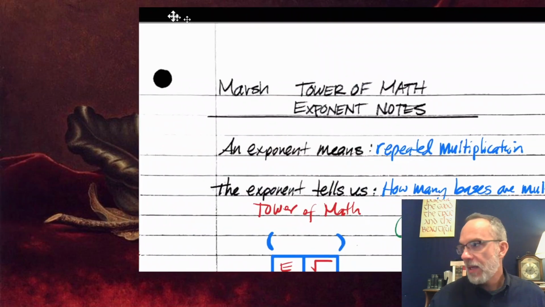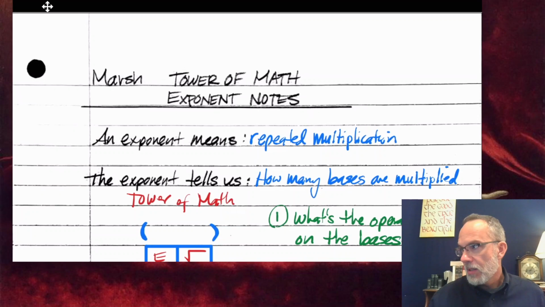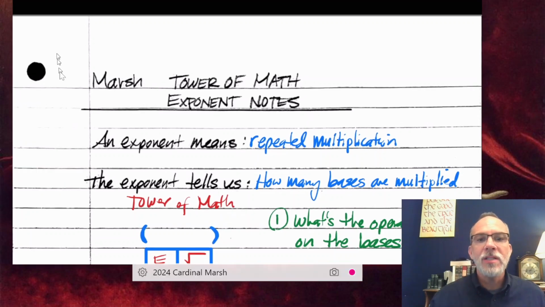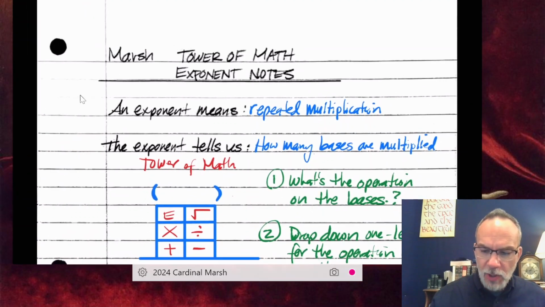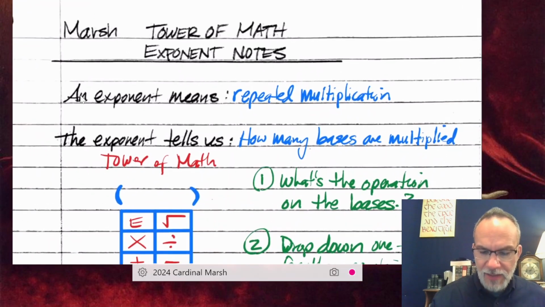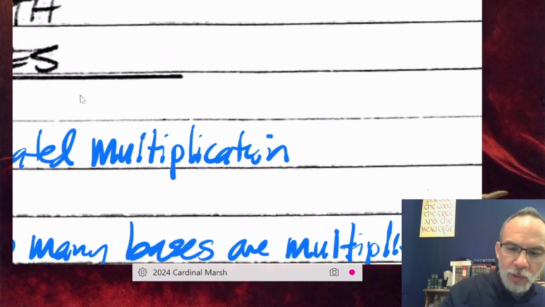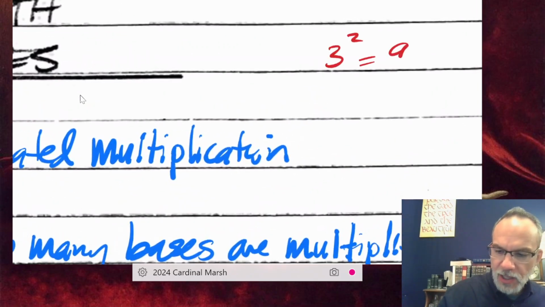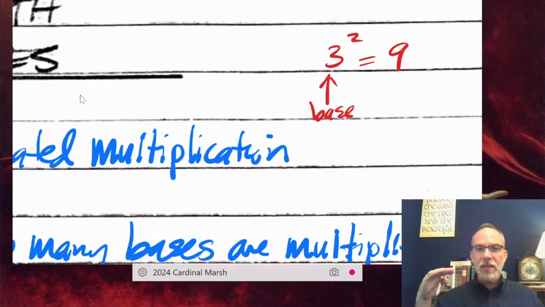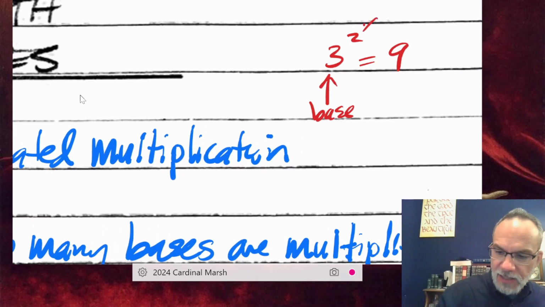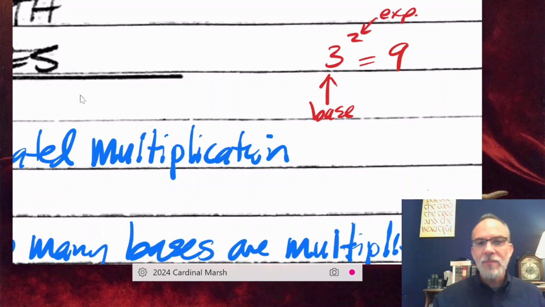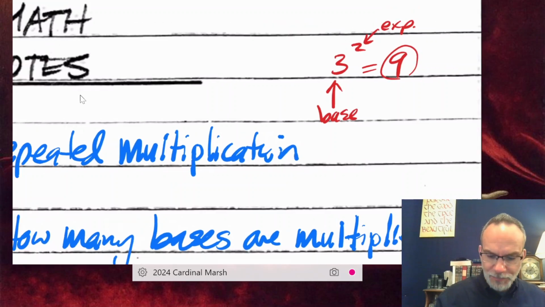Here's the notepad. All right, so let's see here. An exponent means repeated multiplication, and the exponent tells us how many bases are multiplied. Just by way of a real quick review, if I said 3 squared, that equals 9. 3 right here is the base. That tells you what's being repeatedly multiplied. The exponent here tells you how many bases, and then 9 is the final answer, or the power.